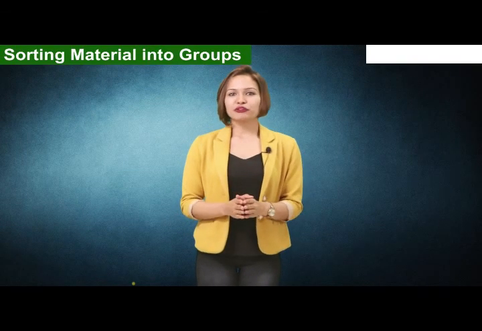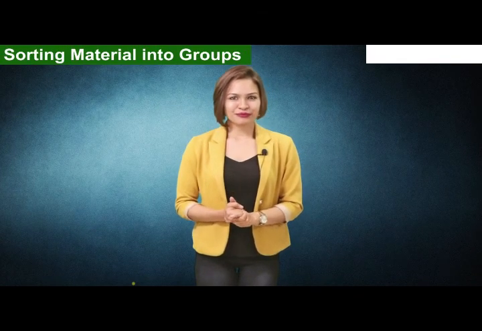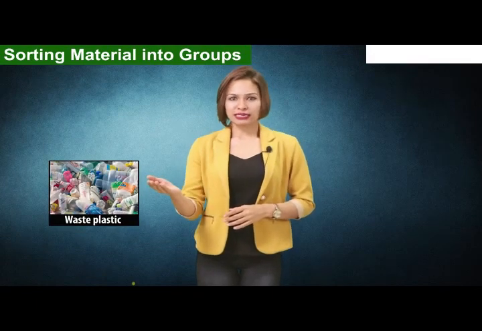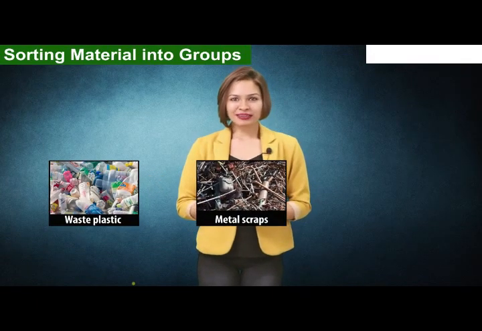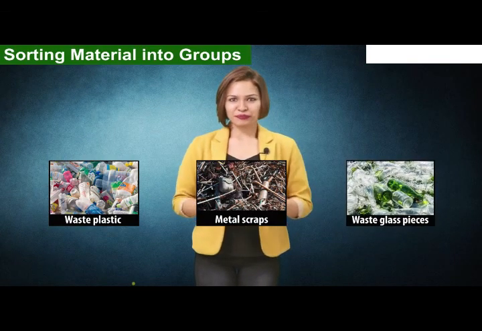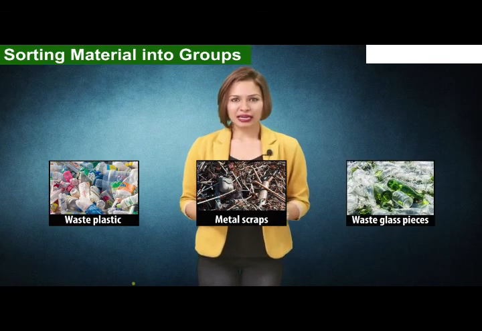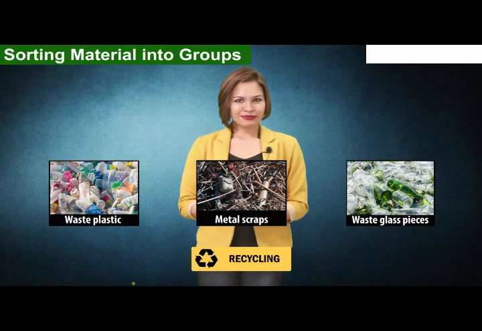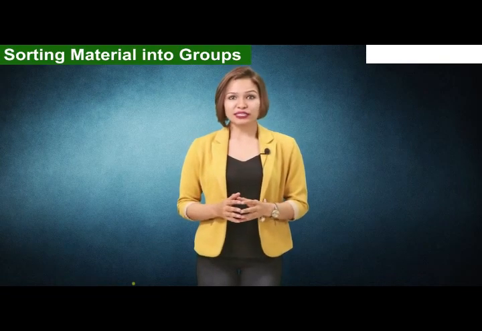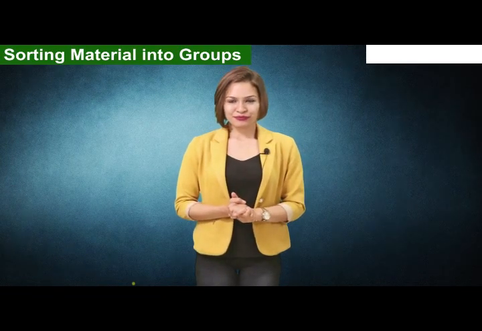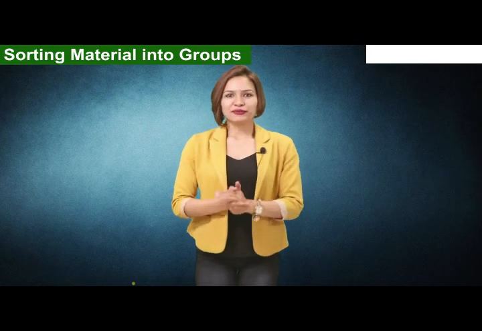Now, can you give me some examples of non-biodegradable waste that can be recycled? Yes, waste plastic items, metal scraps, glass items, etc. are such type of waste that can be recycled. So, in this way, sorting for proper disposal of waste materials is carried out. Now, if you have understood the concept of sorting, let me ask you a simple question.